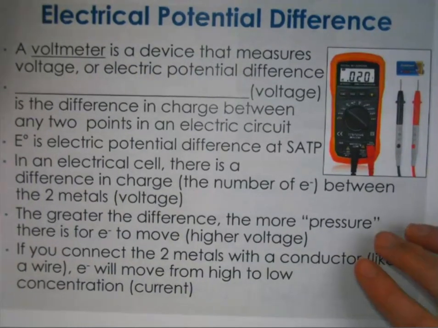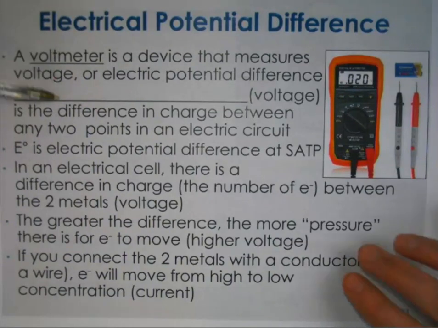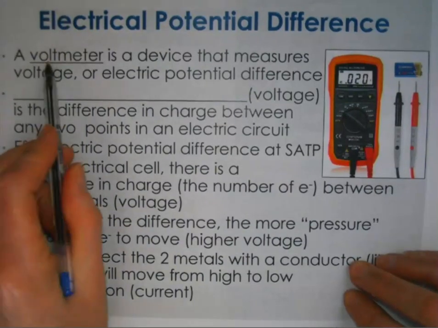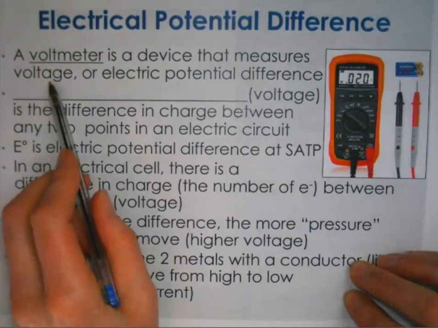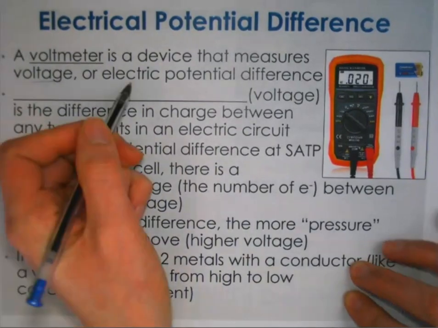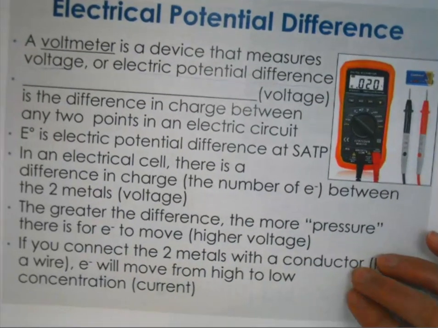Okay, so electrical potential difference is the next term we're going to look at. So we thought a little bit about electricity, the movement of electrons. Electric potential difference is something that we can measure with a voltmeter. A voltmeter is a device that measures voltage, which is another word for electric potential difference. So make sure that you know that these two words are interchangeable.